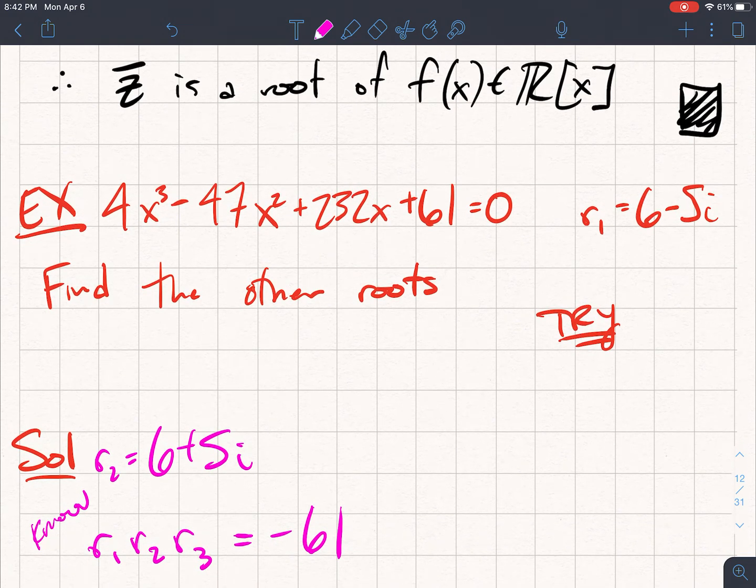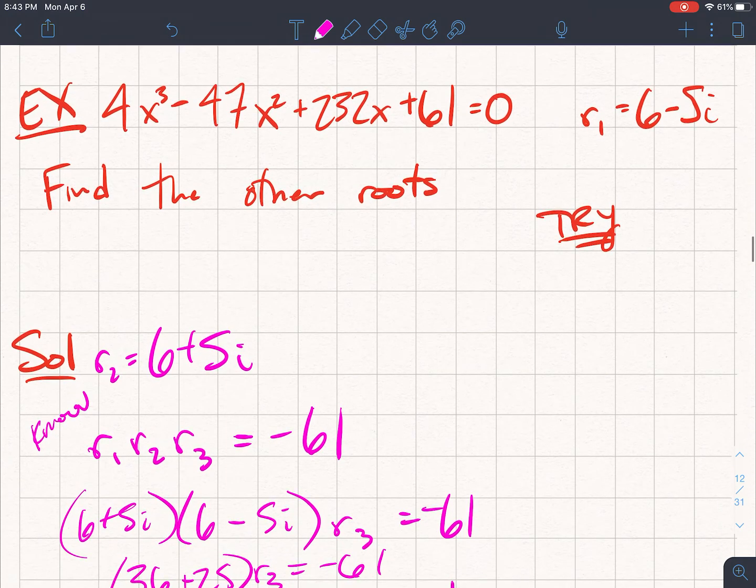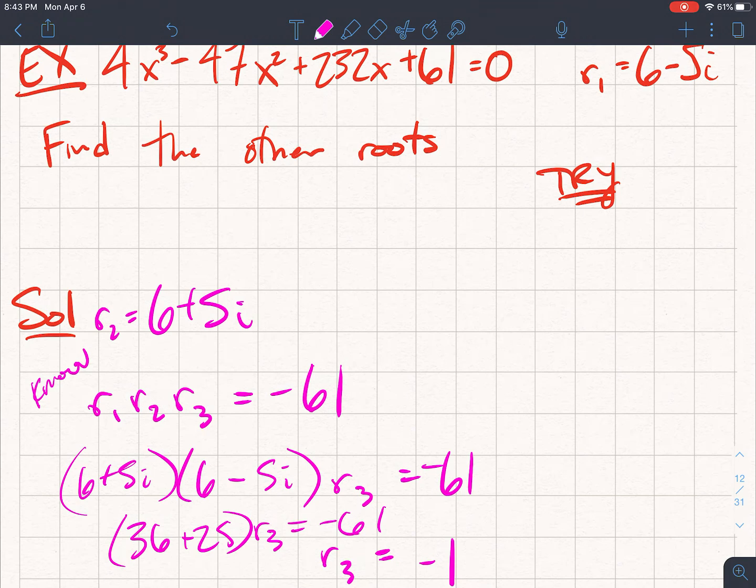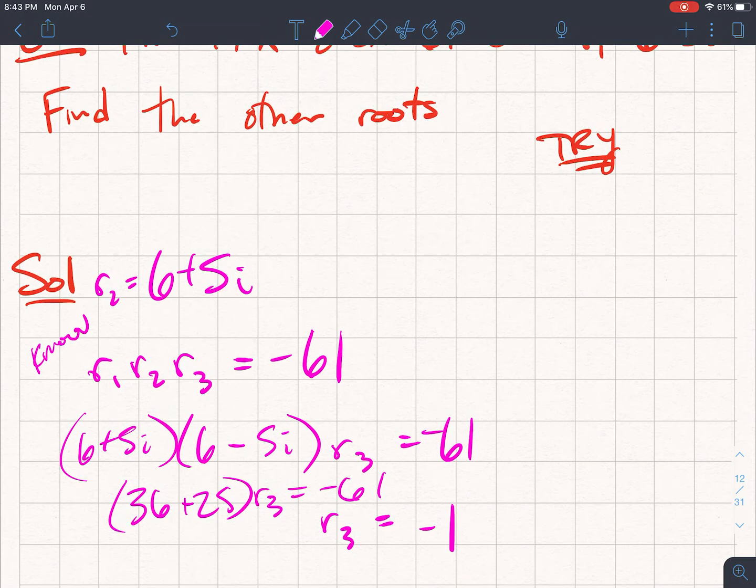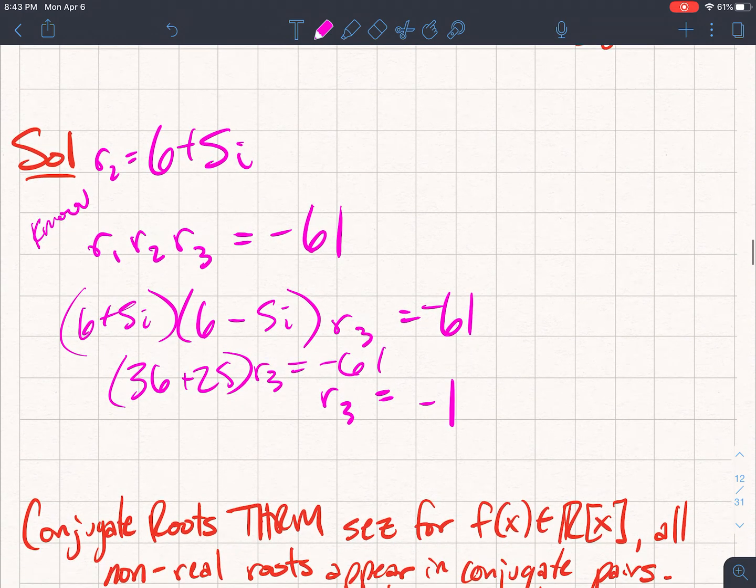I know that if I multiply, we did this in a different video, the 3 roots of the polynomial, I get the constant term, or the negative of the constant term, which is 61 in this case. Then I know 2 of the roots already, 6 plus 5i and 6 minus 5i, times the third root that I'm looking for, and I get minus 61. Do a bunch of algebra, and I get that the third root is negative 1. So my 3 roots are 6 plus 5i, 6 minus 5i, and negative 1.